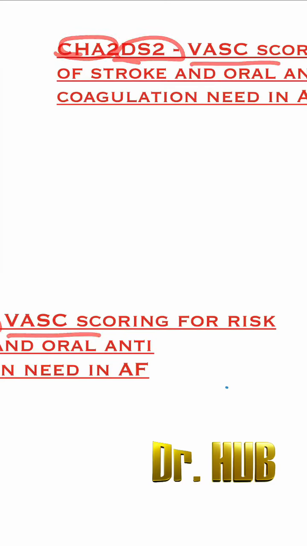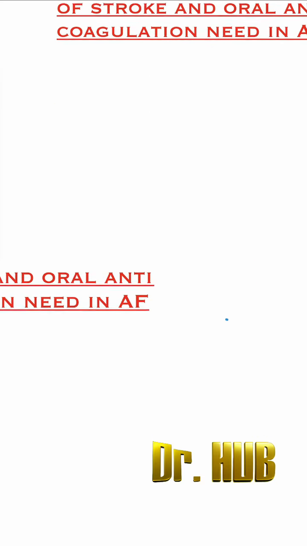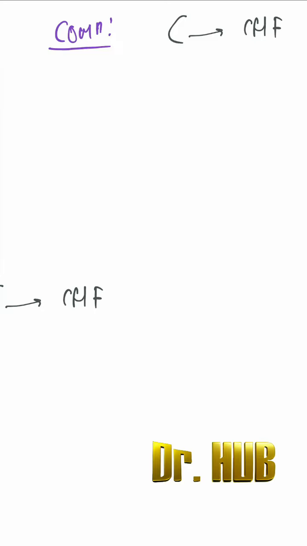CHA2DS2-VASc scoring for risk of stroke and the oral anticoagulation need in case of AF. So first let's look at the components. The components are as the name suggests, so C is for congestive heart failure. First let's look at the components and then we'll discuss the scoring.